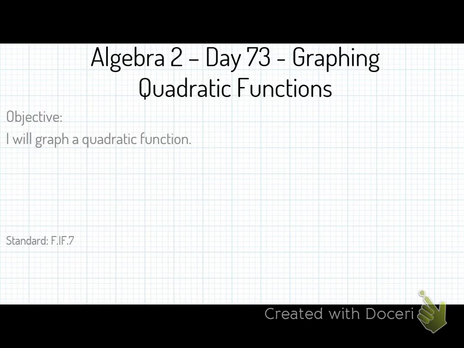Alright, so good morning. This is the lesson for day 73, graphing quadratic functions. Today, this lesson is you doing math. We know that we can graph anything using a graphing calculator, and I want you to know that it's okay for you to do that as a tool, and you should always check your work, okay?